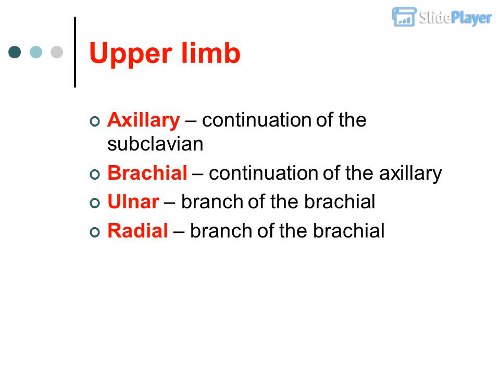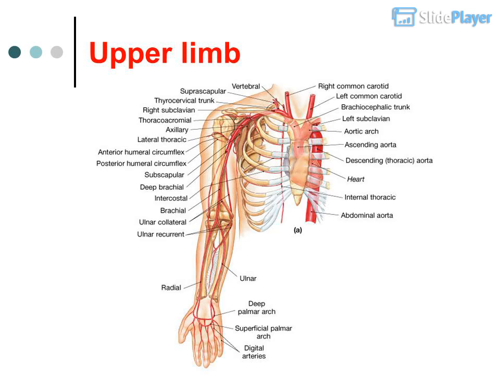Upper limb. Axillary, continuation of the subclavian. Brachial, continuation of the axillary. Ulnar, branch of the brachial. Radial, branch of the brachial.